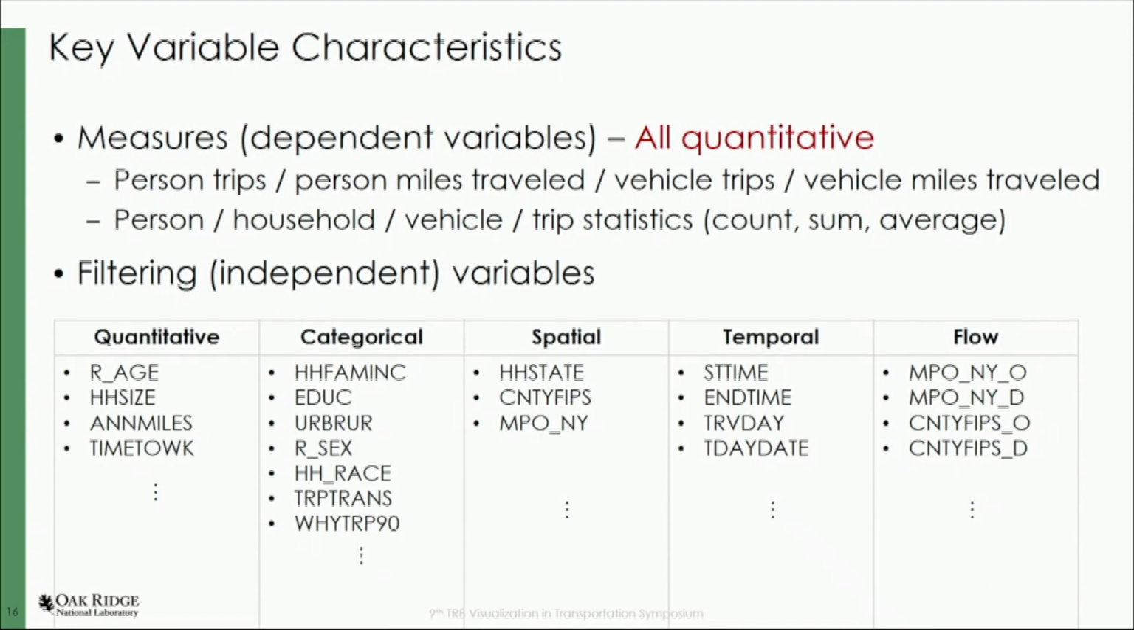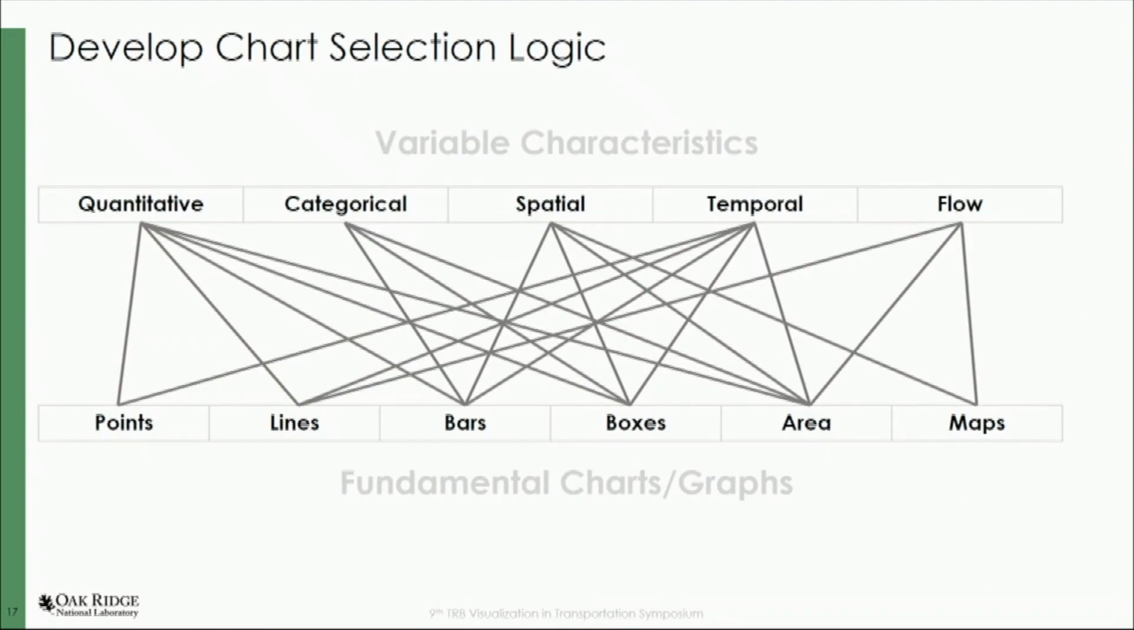I'm running late, so I'm going to jump forward. So these are the variable characteristics, which I skipped on the last slide, but in short, we look at whether the variable is quantitative, whether it is categorical, whether it is showing spatial information, whether it is showing time information, and whether it is showing flow in terms of from point A to point B. And based on that, we come up with the logic that's shown here: based on the characteristics of the variable, these are the possible charts, or graphics, that can be used.